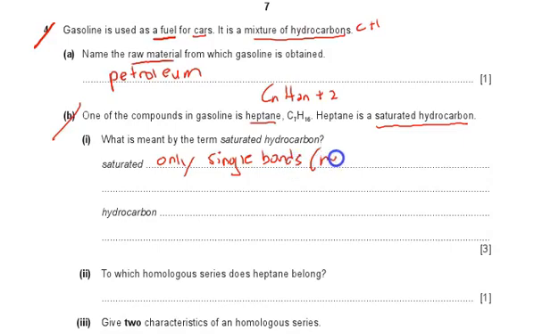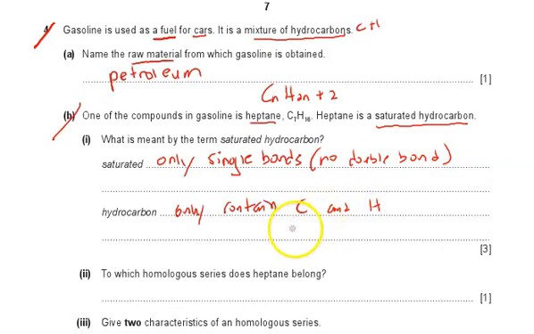And there is no double bond. Okay, please remember that. No double bond. For a hydrocarbon, it only contains carbon and hydrogen, or you can put it as full of carbon and also hydrogen. Okay, so that's your simplified answer for saturated and also hydrocarbon.